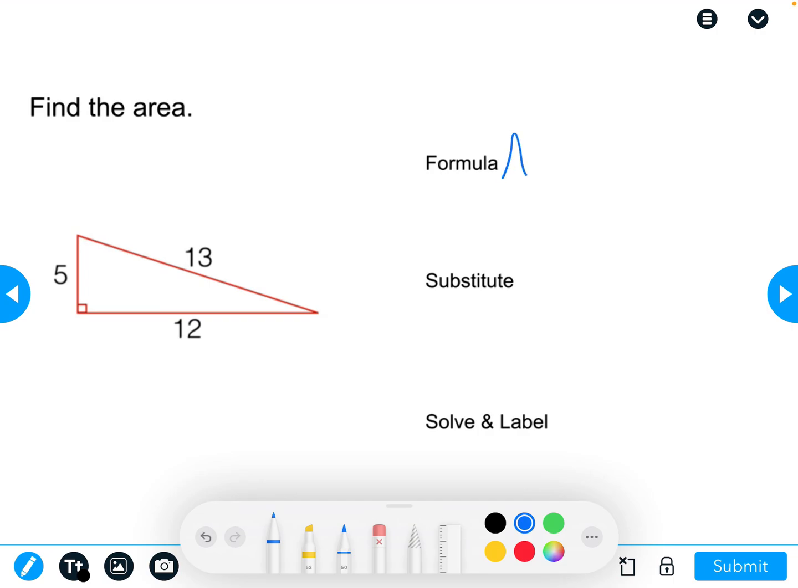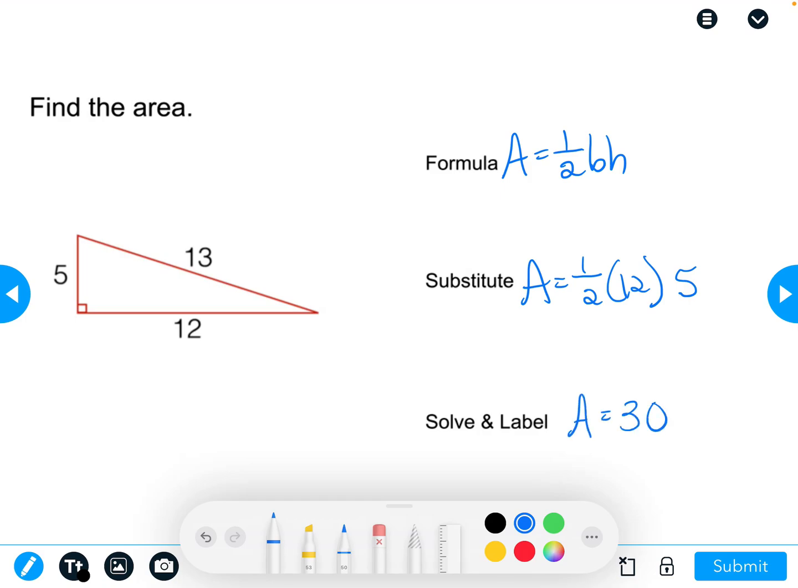Okay, so area equals 1/2 of the base times height. So area would equal 1/2 of 12 times 5. 1/2 of 12 would be 6. So 6 times 5 would give us 30. So area equals 30. If there's no label here, we're going to use units squared.